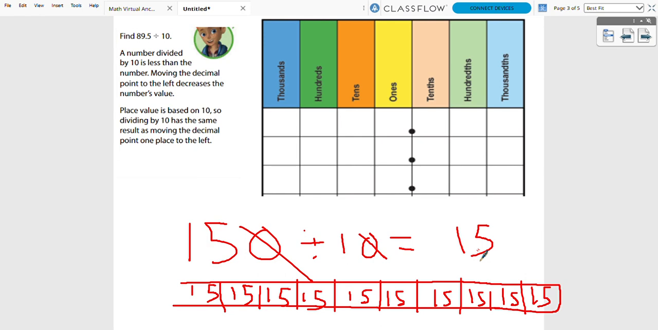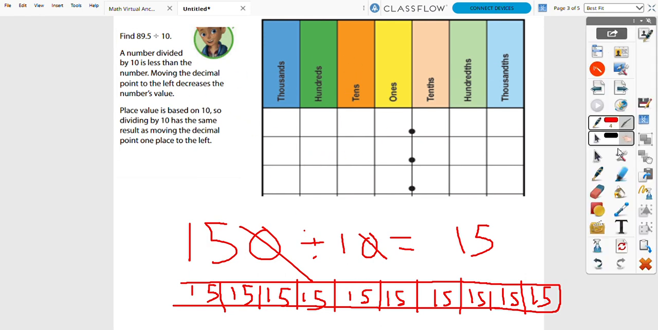And what we're going to do is take a number divided by 10 and shrink it, because we know that it's less just from this example I gave you. And to do that, we're just going to move the decimal point to the left because it decreases the number's value. So let's look up here at my place value chart.